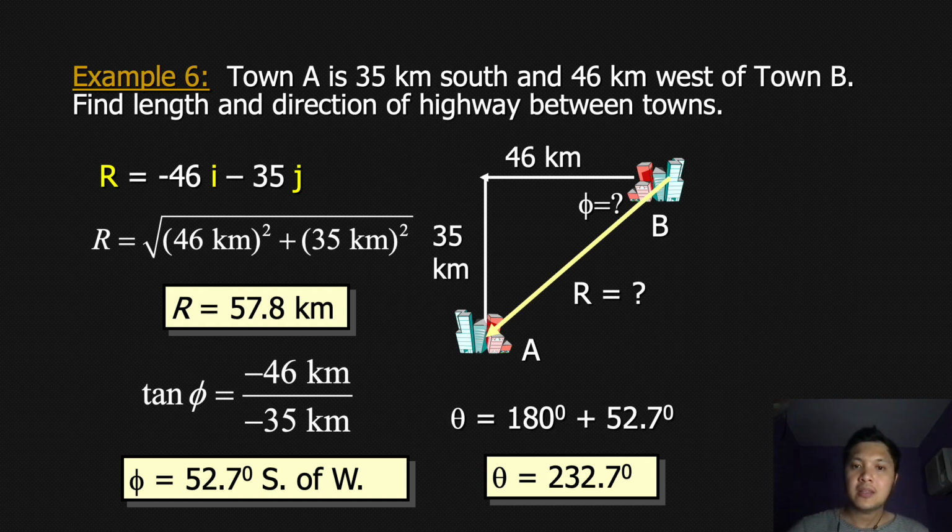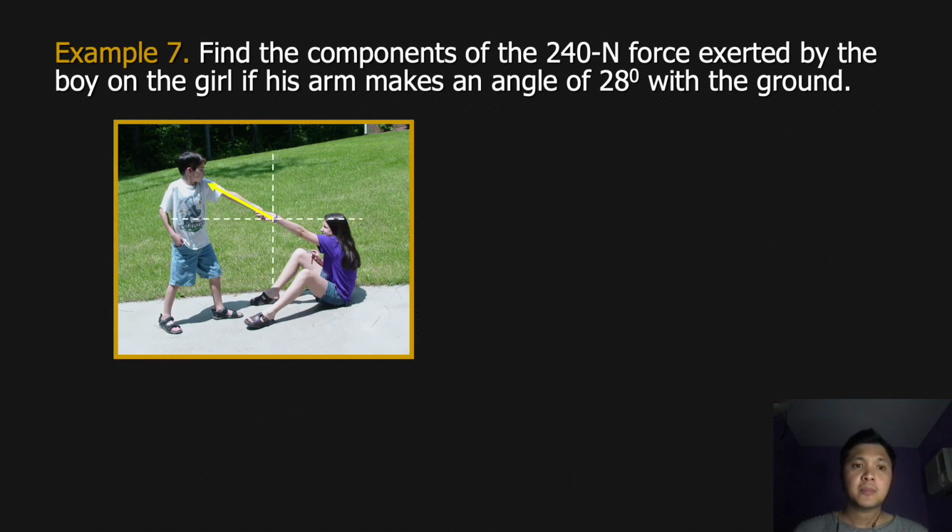Therefore, for the final answer, if you want the angle from the positive x-axis, we have to add 180. From this point up to this point is 180, and then another 52.7, so that's why we got 232.7.